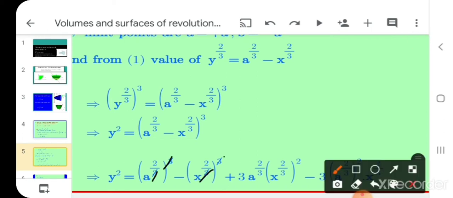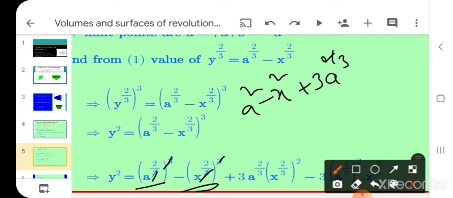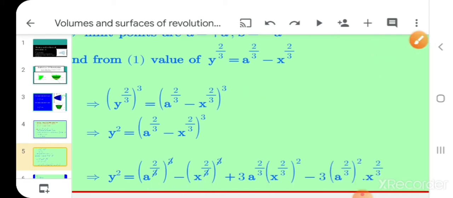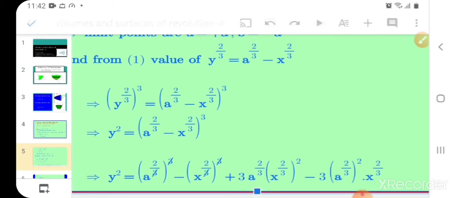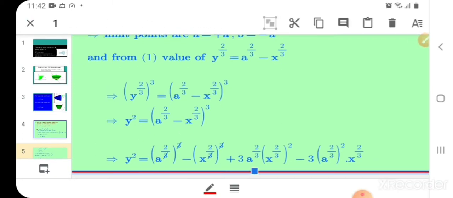Here the 3s cancel, here also cancel. Then what is the remaining term? This is a square, this is minus x square, 3 a power 2 by 3 times (x power 2 by 3) whole square, minus x power 4 by 3, minus 3 (a power 2 by 3) whole square, which means a power 4 by 3, into x power 2 by 3. Next.